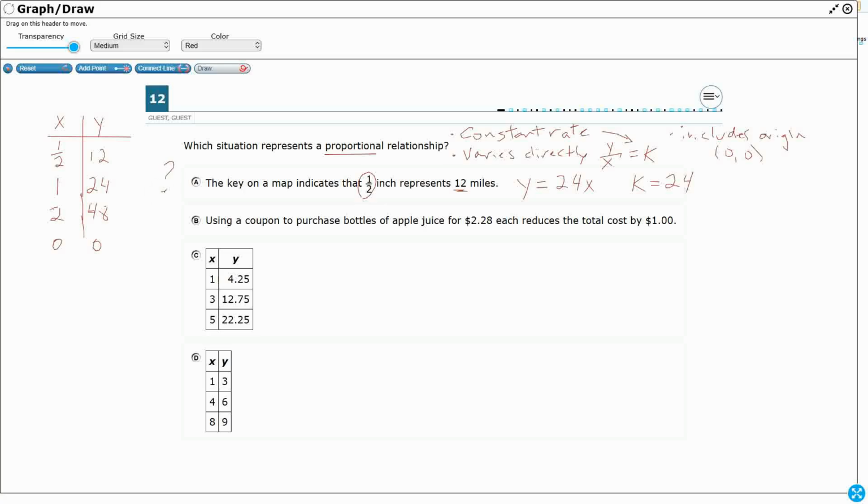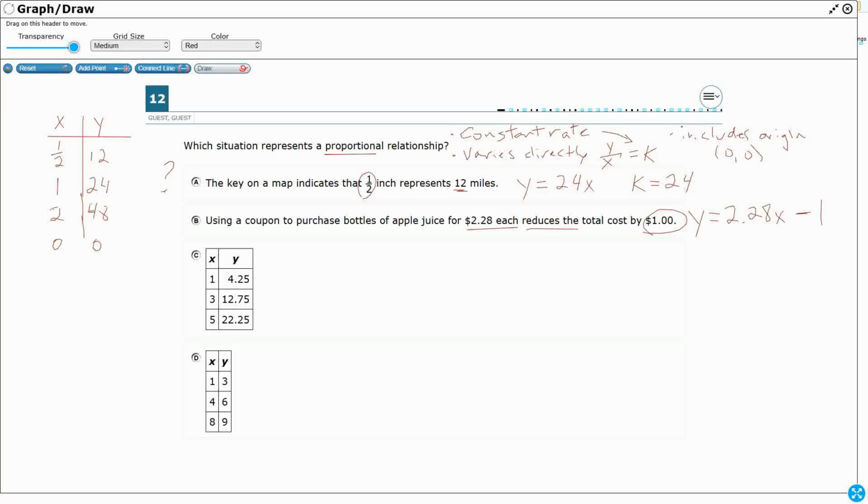Let's double check to make sure B, C, and D are incorrect. So we've got a coupon here that represents $2.28 each for apple juice. Okay, so I'm going to write it like this. y equals, my rate is 2.28. So far, so good. Reduces the total cost by $1. There we go. That's our problem.